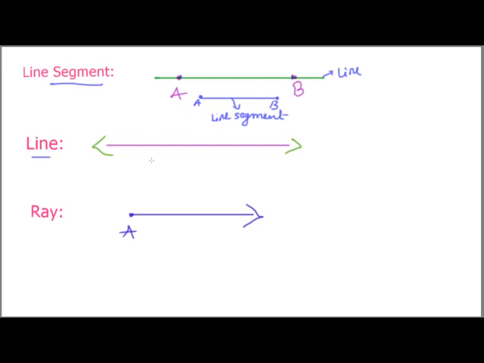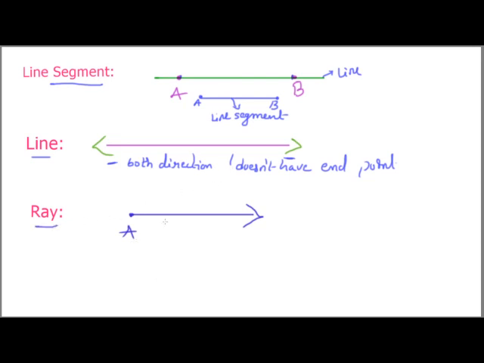Next, what is a line? A line doesn't have end points. It extends in both directions. A line moves in both directions. It doesn't have end points. For a line segment we have 2 end points, but here we don't have any end points.